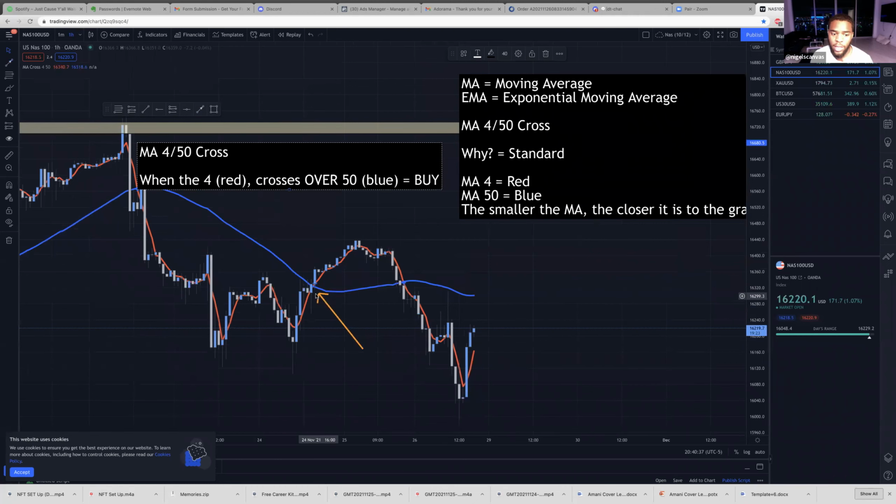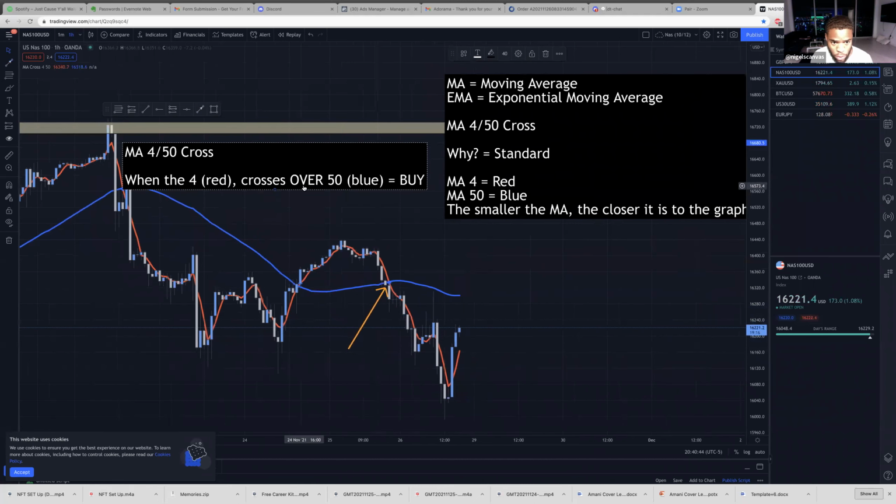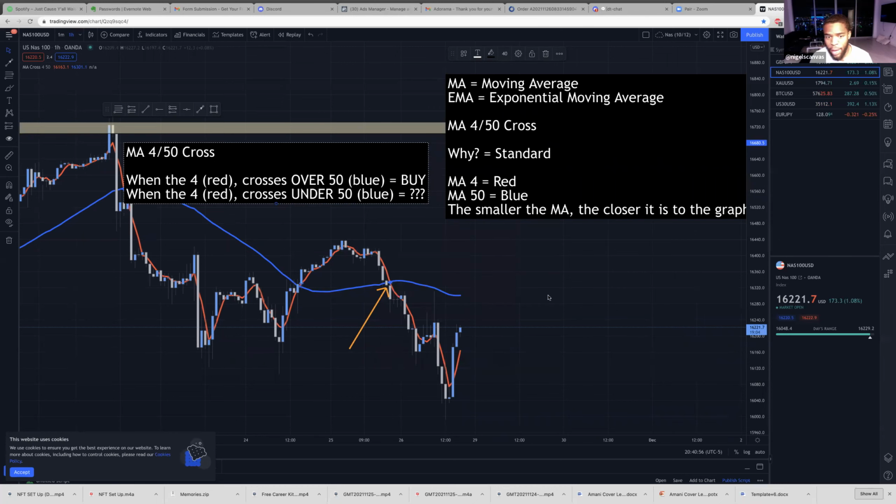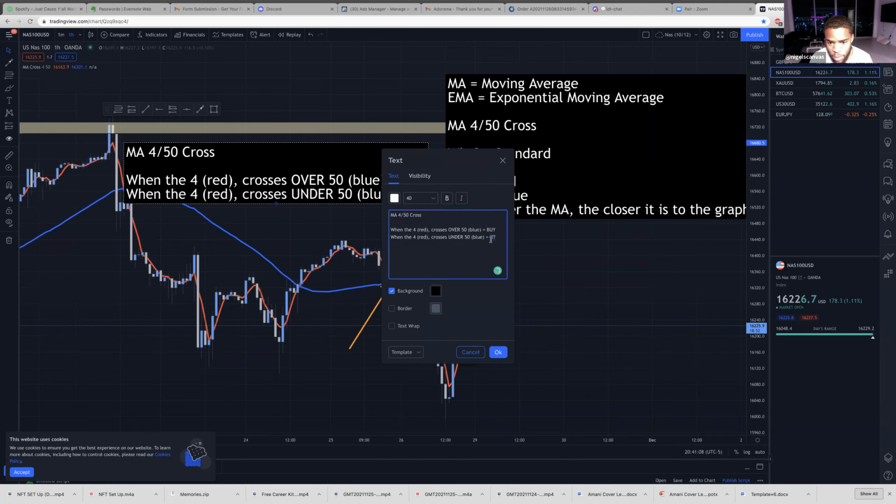Now, what do you guys think happens when it crosses down? When that red goes under the blue, what do you guys think happens? So we know what happens when it goes over. What happens when it crosses under? You guys can drop it in the comment section. When it crosses under the 50 moving average, what would that mean for us? If crossing over means a buy, crossing under is going to represent what? A sell. Real easy money. Most of you guys have seen this before. I want you to see how easy it is.